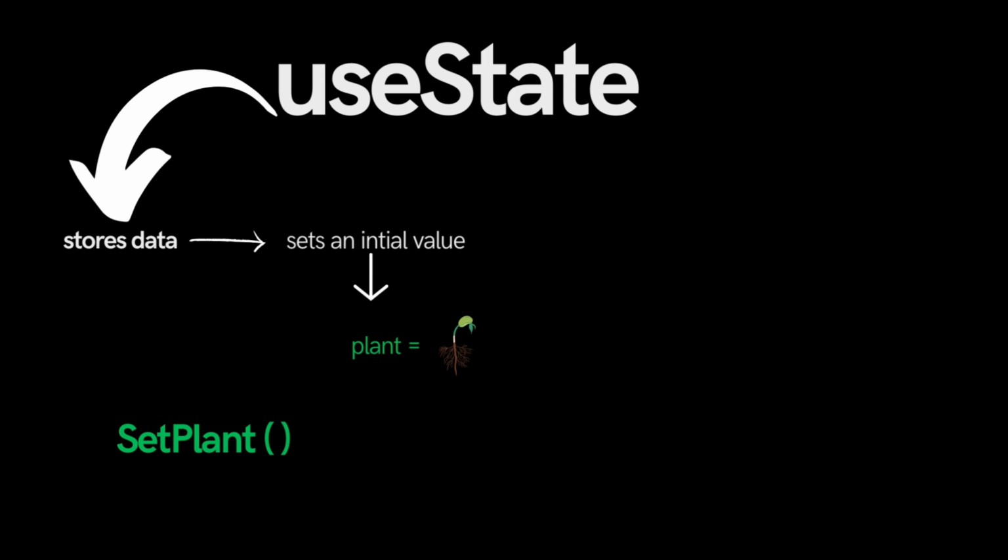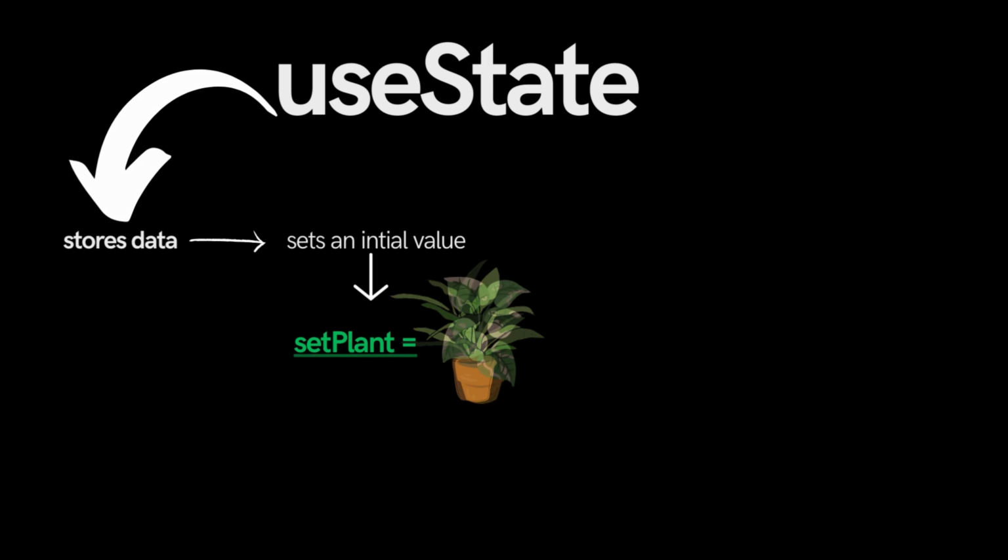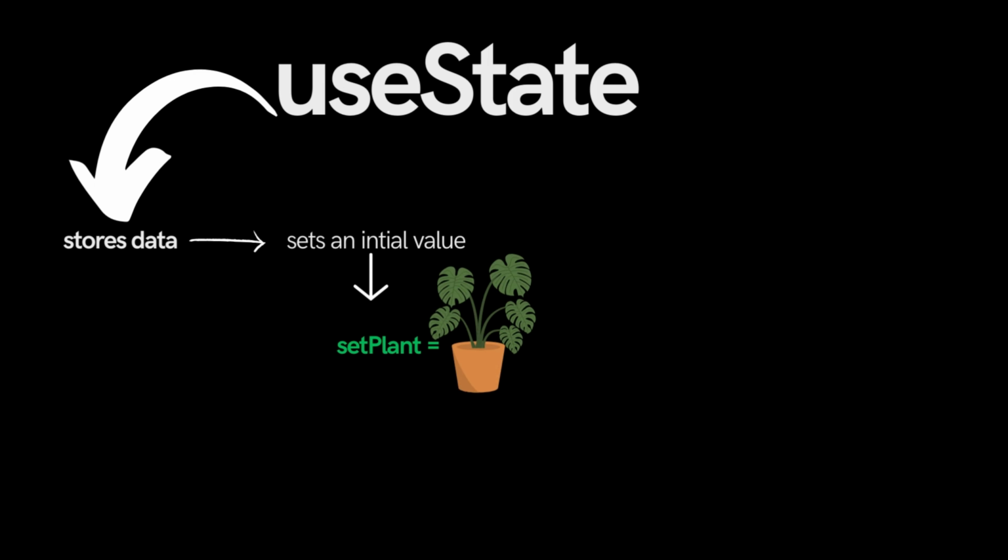Let's say we want to change it to this, or we can even return the state to its initial value by calling the same setPlant, returning it back to the seed value by passing in our seed, and we can decide to change it again.